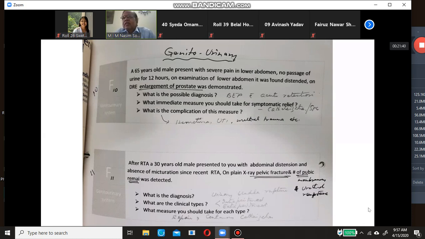Cystostomy means opening in the bladder. Ostomy means opening, making a mouth in the bladder. Suprapubic means above the pubis. Suprapubic cystostomy, in short, SPC. Okay.